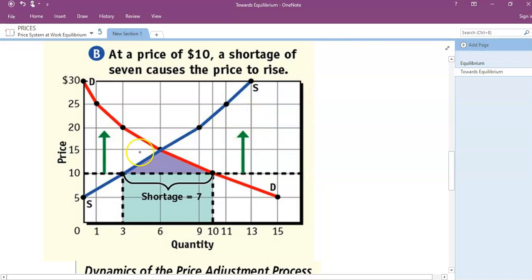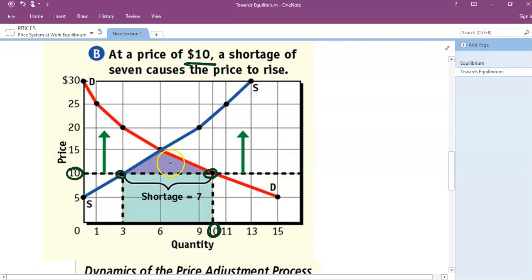So in our same graph, except this time we're taking a look at a price of $10. Let's see what happens. That puts us right here. And when we come across, we see that here is the supply. At a price of just $10, suppliers are willing to supply 3 units. But because the price is low, the demand is for 10 right here.